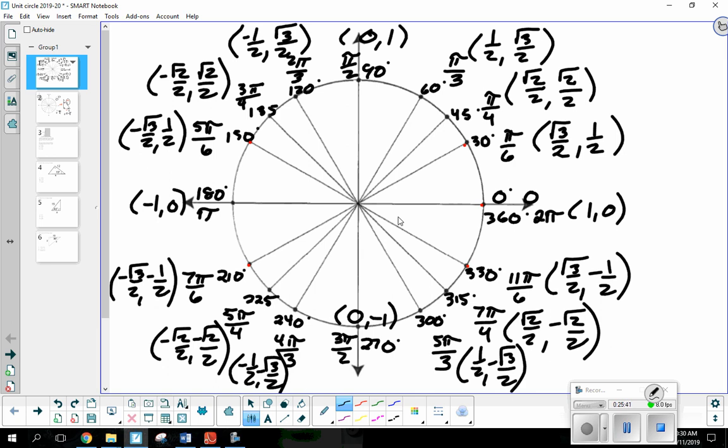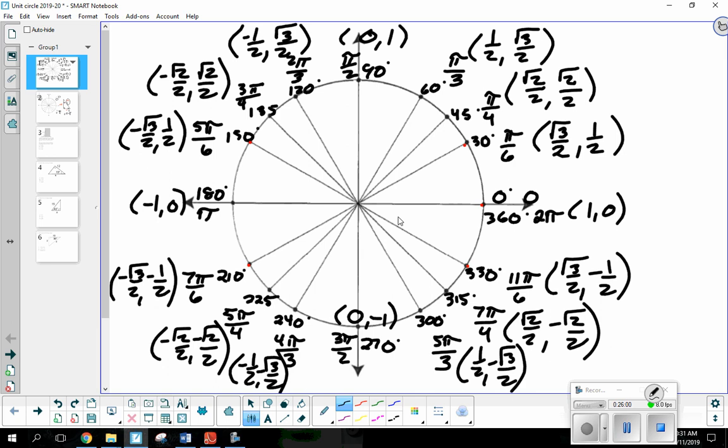Okay. Yes, ma'am. This is not on the exam. No. This is not on the exam. We have not had time to practice this yet. In fact, now that we know what the unit circle is, the next lesson is learning how to evaluate trig functions using this. So we don't have to use a calculator.